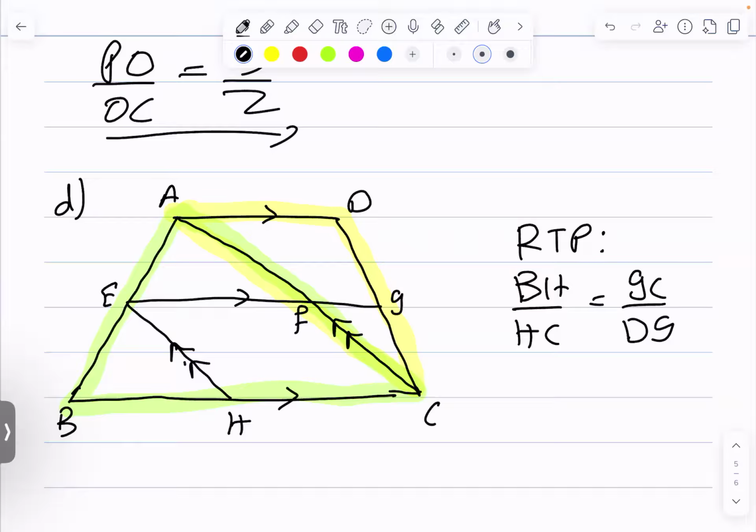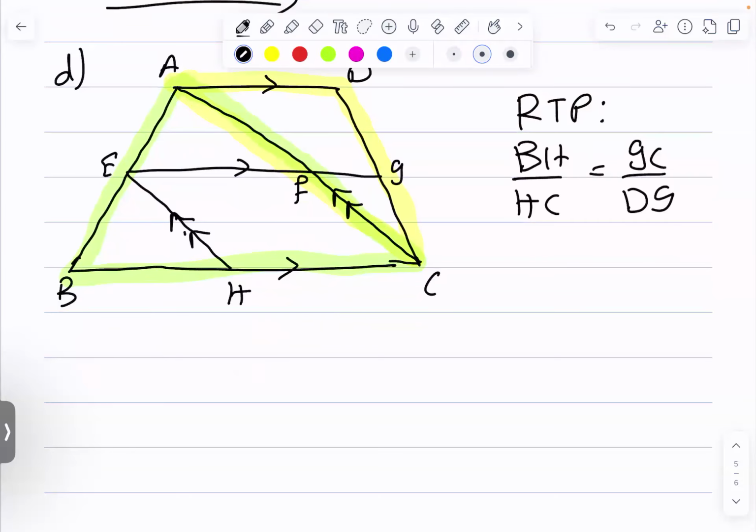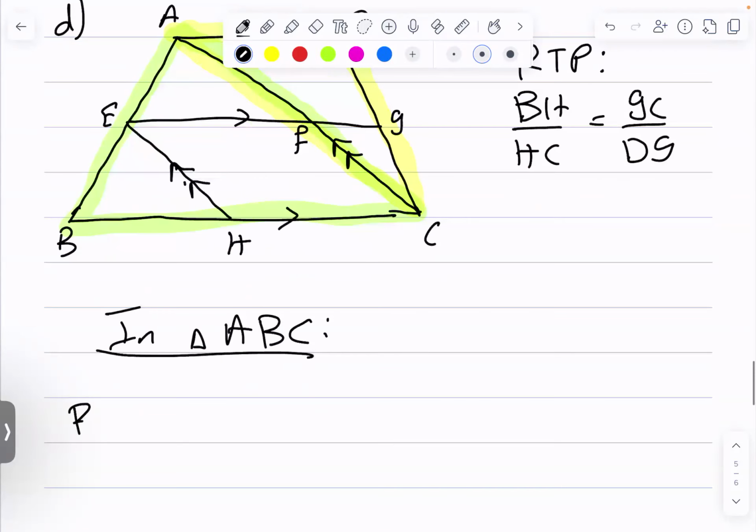So I think we're going to do BH over HC. We find out what it is equal to. So my opening statement will be what, before we go to BH over HC? In triangle ABC. Very good. Then I say BH over HC is equal to BE over EA, and then we say prop theorem, HE is parallel to CA.